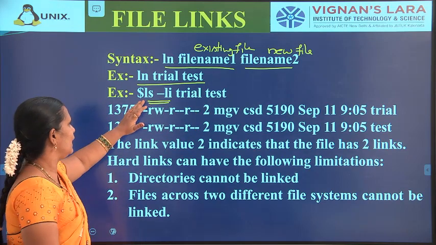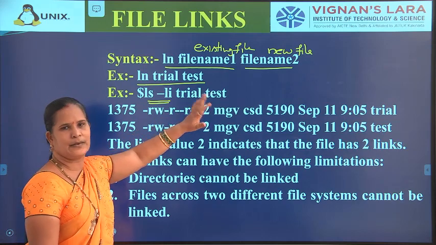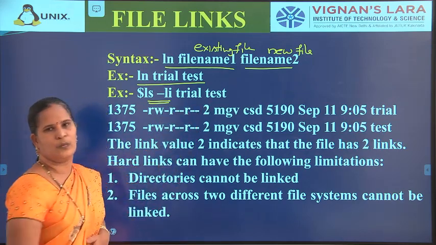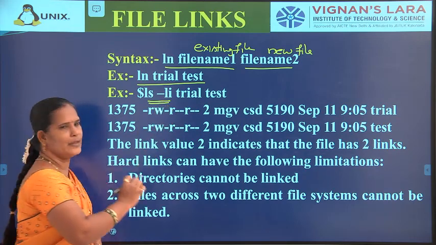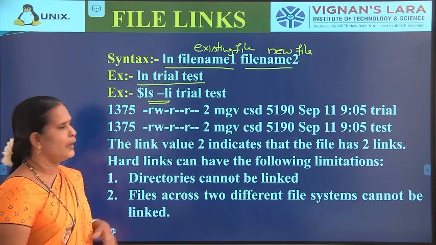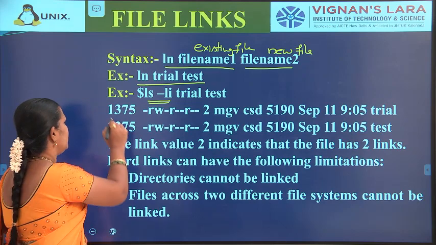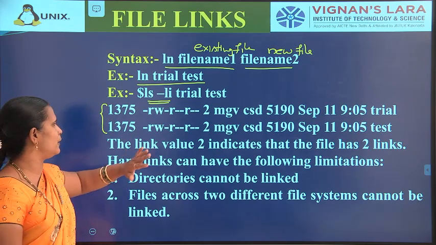ls -li trial test. We have to separate the file names by using spaces only. Here, l means it is going to display 7 attributes. If we specify i, it is going to display an inode number in the first column only. Here we have to observe that the inode numbers of these two files will be the same. This point you have to remember.